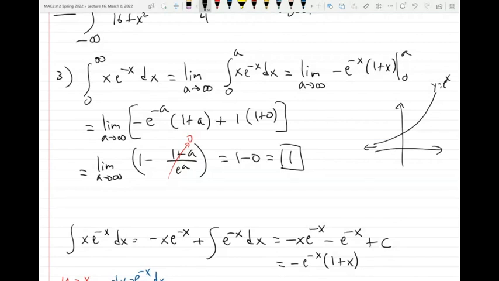So, converges or diverges? The integral converges to 1. Okay, questions?